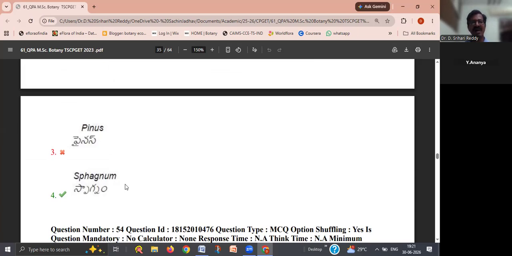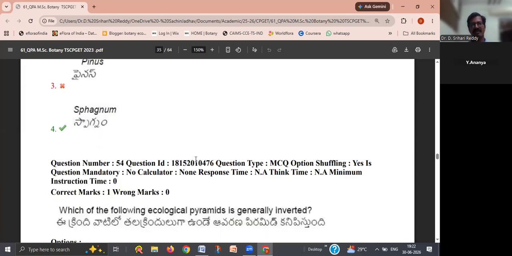Sphagnum is a moss. That means it's a bryophyte, where the male gametophyte and female gametophyte are separate. Even in the case of Marchantia, they may give Marchantia. In Marchantia also, that is also right, because we see the male gametophyte with the antheridiophore and the female gametophyte with the archegoniophore. They are separate. They grow independently. Sphagnum also is like that. So the right answer is Sphagnum.